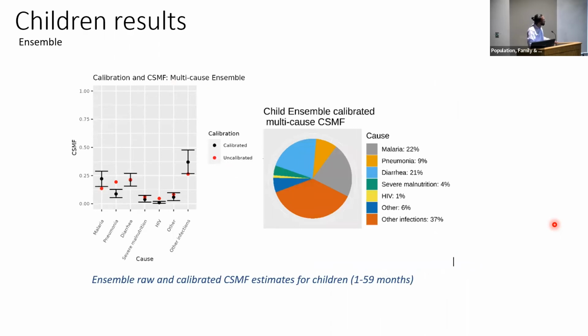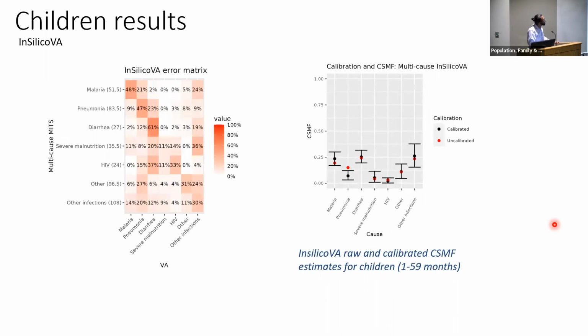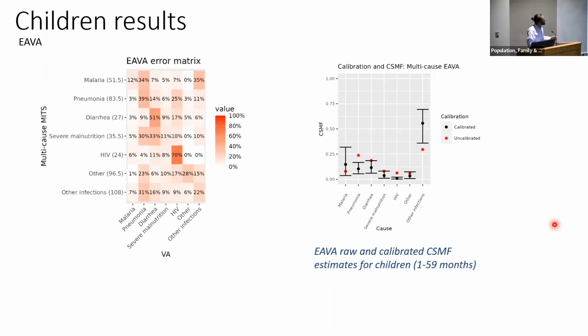The ensemble result, which is our final estimate, is roughly the average of the two, but it gives different weights to different algorithms. So for example, the ensemble estimate of malaria aligned more closely with the in silico VA estimate than the EAVA. And if you go back, the EAVA estimate has a lot more uncertainty. You can see very wide bars, whereas the malaria estimate is much more certain. So there's an example of the data-driven weighting that it's doing.